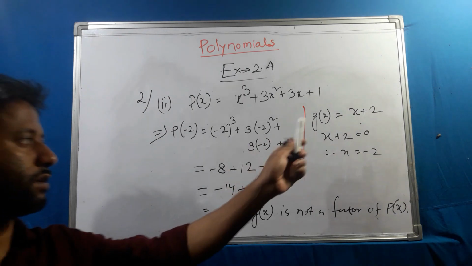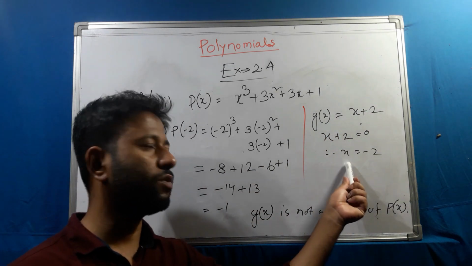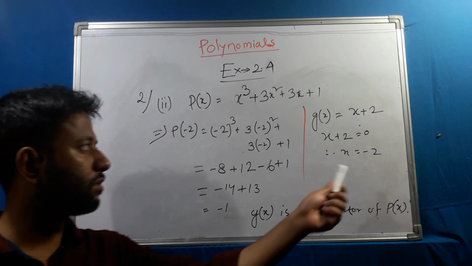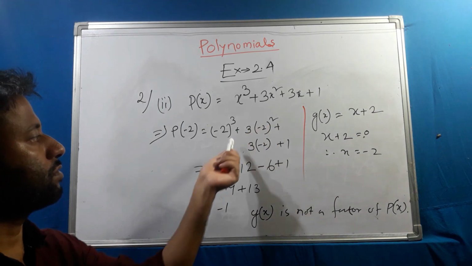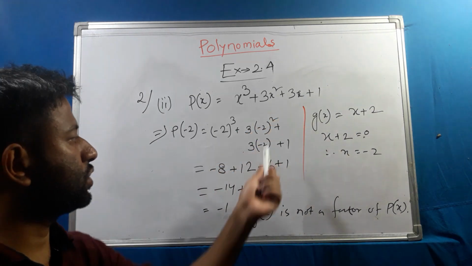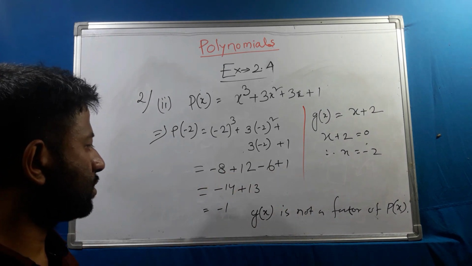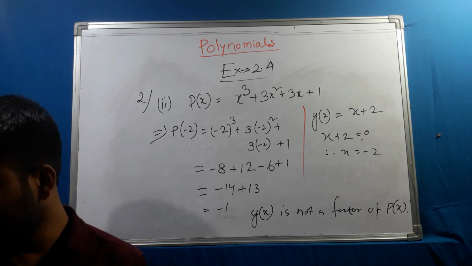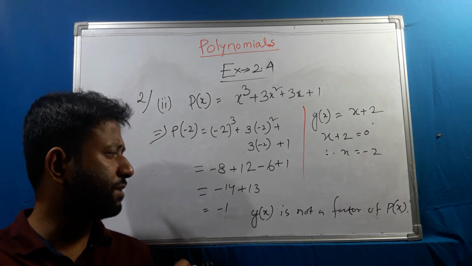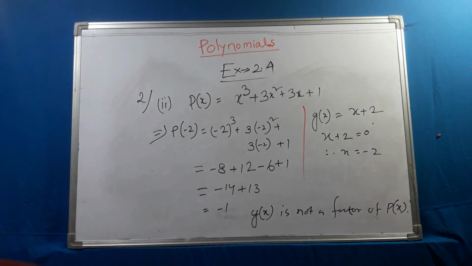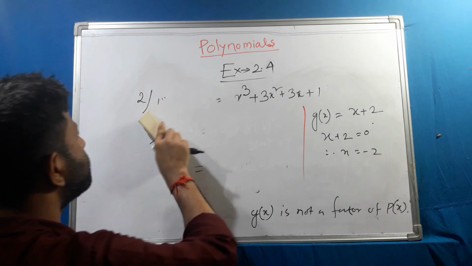To check gx, I have to assume gx value equal to 0. When gx is 0, x equals minus 2. Now when I put this value here, it comes minus 8, then the square gives 12, and this is minus 6, then plus 1, so minus 14, and this will be 13, so equal to minus 1. So I can calculate like that. Okay, just pause the video and copy this one. From here I'm doing another one, question number 3.